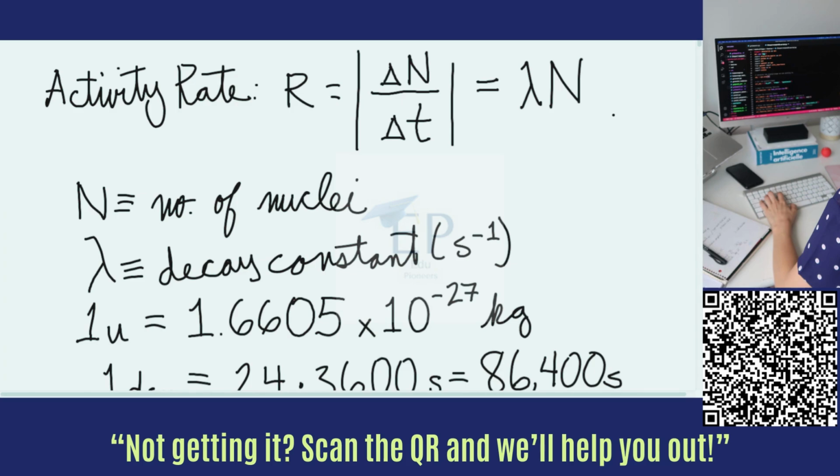In this problem, we're asked to find the activity of 1 gram of iodine-131 for part A. And in part B, we're asked to find the activity of uranium-238.